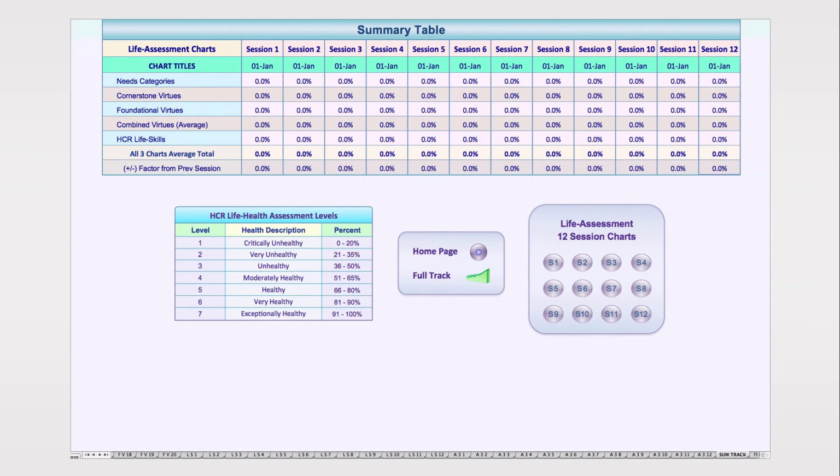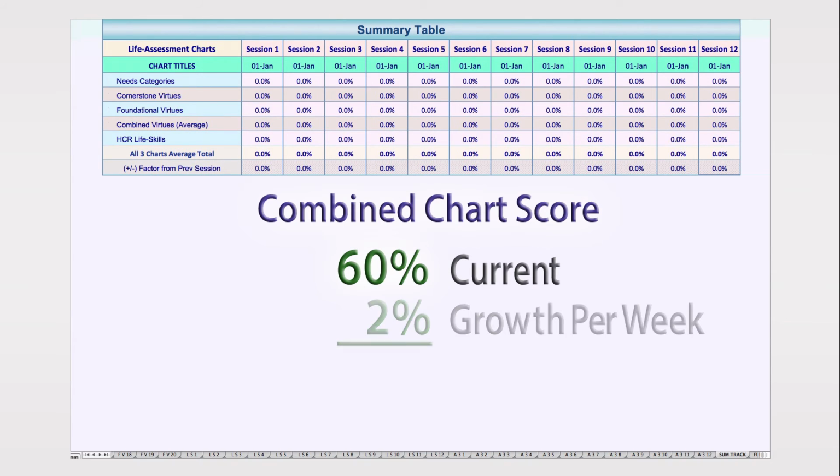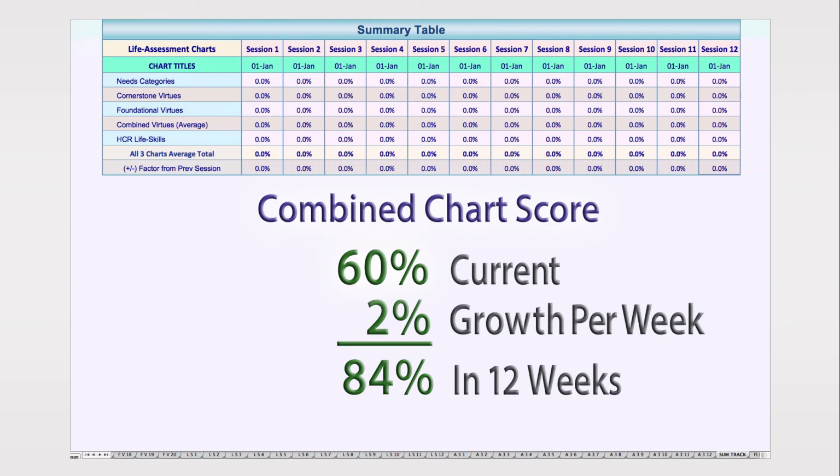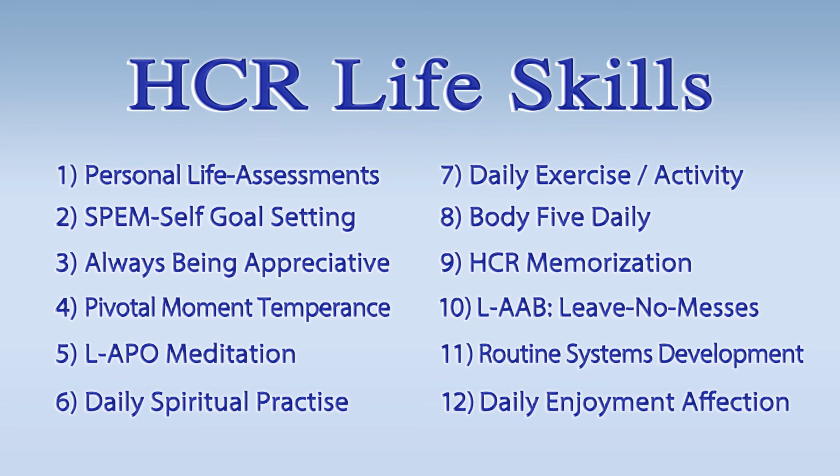It is very interesting to view these results once you become more familiar with your PLA and have some sessions under your belt, and to see your scores improve over time. For example, if your combined chart scores were 60% and you improved just 2% per week, your overall score would rise to 84% in 12 weeks. And I assure you, if you achieve that goal, you would feel significantly better about your life. And the HCR life skills are the daily practices that will help you achieve this kind of growth.